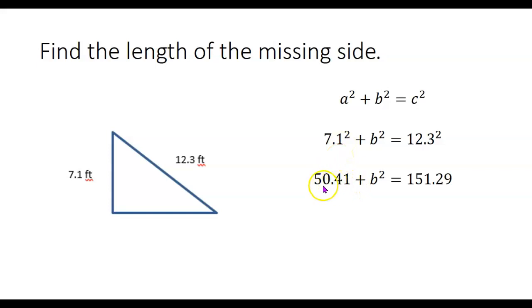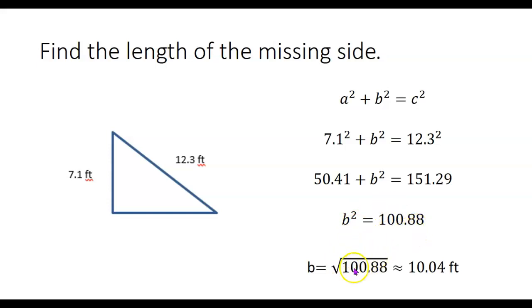Now we subtract 50.41 from both sides to get the b squared by itself. So b squared equals 151.29 minus 50.41, which comes out to 100.88. Now to go from b squared to b, we take square roots. B would be the square root of 100.88, and my calculator tells me that's approximately 10.04. So this missing side has a length of approximately 10.04 feet.